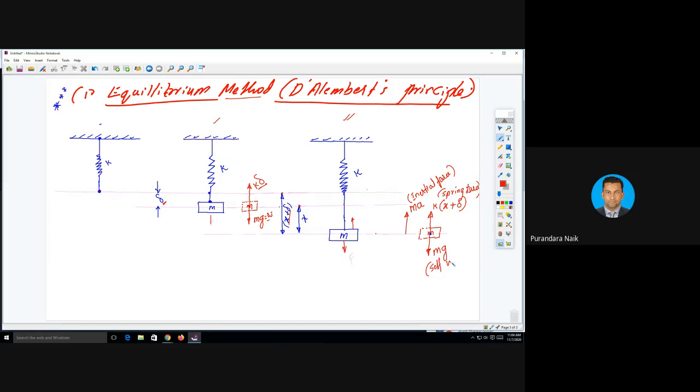This is the self-weight. How many forces are there in the third position? There are three different forces. One is spring force, second is self-weight, third is inertial force. You know what inertial force is? Inertial force is due to the acceleration of the body. Once you pull it and leave it, the body starts to move in the upward direction. Moving with acceleration means there is an inertial force. That inertial force is equal to ma, in the upward direction. That's all for the analysis of forces.